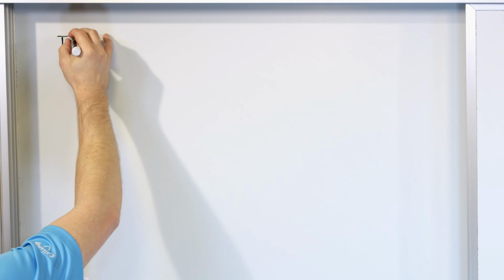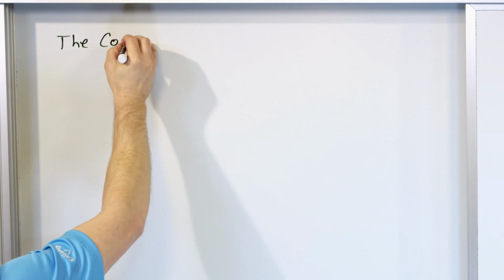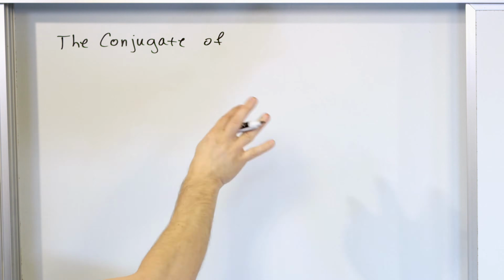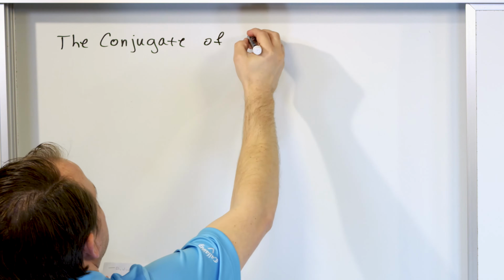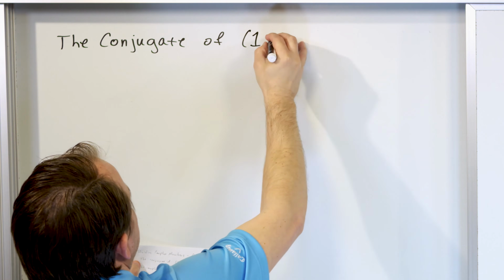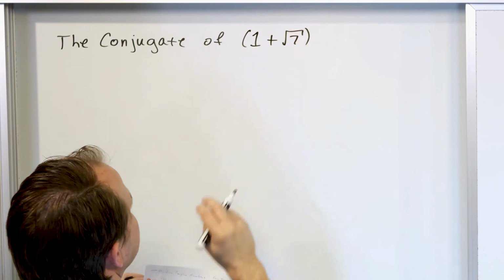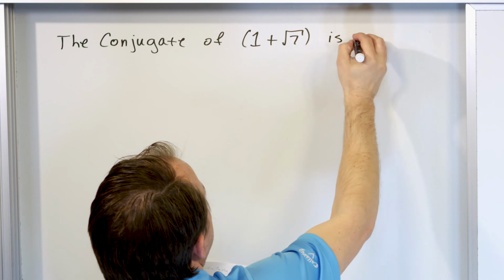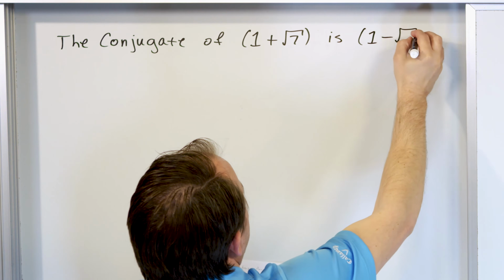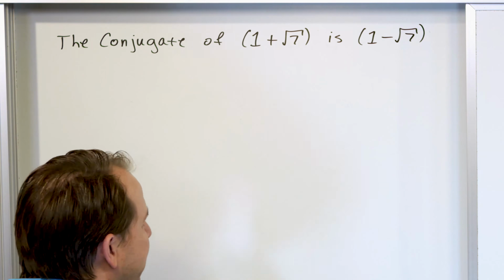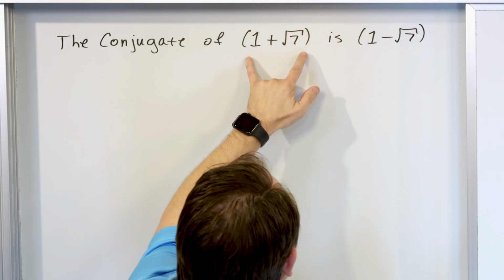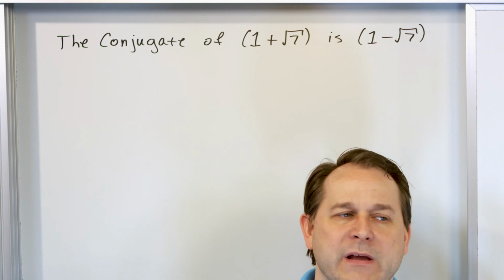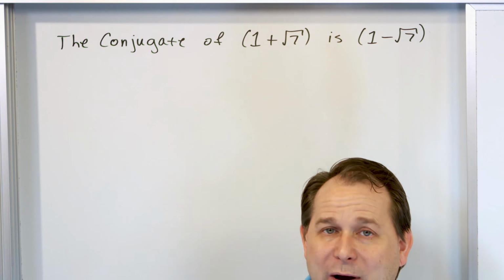So the conjugate, forget about complex numbers, the conjugate of the expression 1 plus the square root of 7. We've used this kind of thing before. We say the conjugate of this is 1 minus the square root of 7. And we used this before because when we had radical expressions with a term like this in the denominator of a fraction, we basically don't want any radicals in the denominator of any fractions.